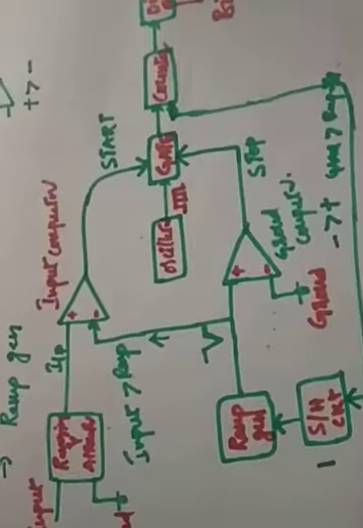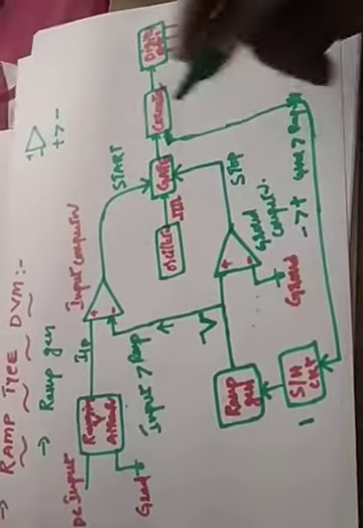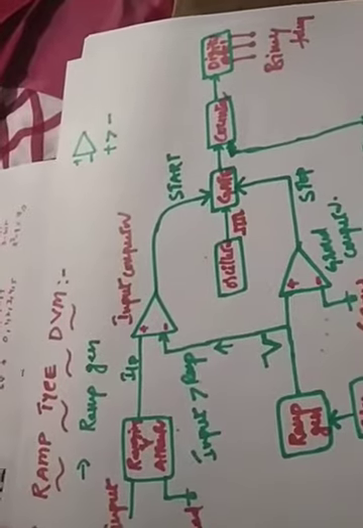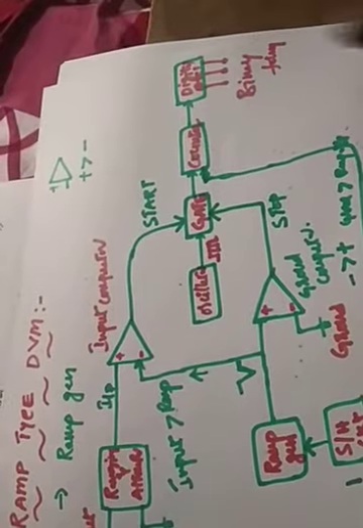I hope it's clear, right? I just want to explain one more time. See carefully. Why are we calling it a ramp type DVM? Because we are using a ramp generator for conversion of the analog signal into digital form. That's why we call it a ramp type digital voltmeter. Here we have two comparators, the input comparator and the ground comparator, one oscillator, one ramp generator, one gate, one counter and display.